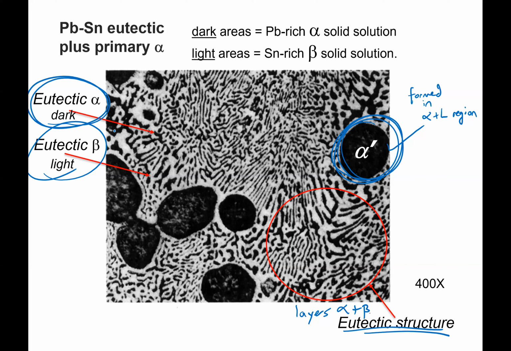So let me just say, don't memorize that alpha is dark and beta is light, because that's not always the case. They can switch contrast. It just depends on how the instrument's set up. What's important is that you identify the primary phase, and whatever color that is, that's the color that same phase would be in the eutectic structure.